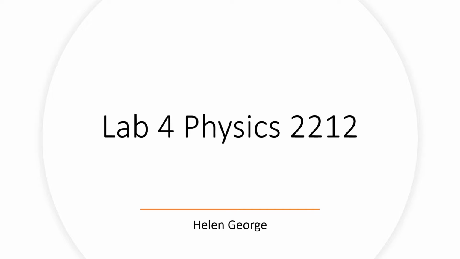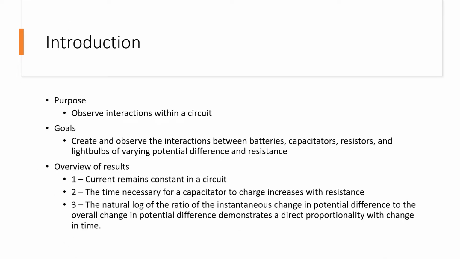And welcome to my video for my lab 4 for Physics 2212. For this lab, we're going to be observing interactions within a circuit. We're going to create and observe the interactions between batteries, capacitors, resistors, and light bulbs of varying potential difference and resistance. For experiment 1, we found that the current remains constant in a circuit.